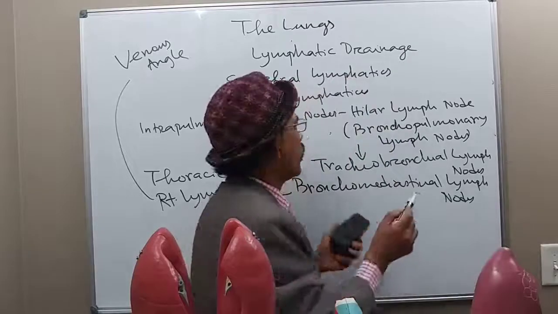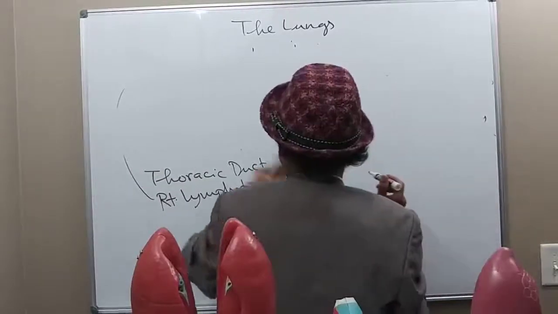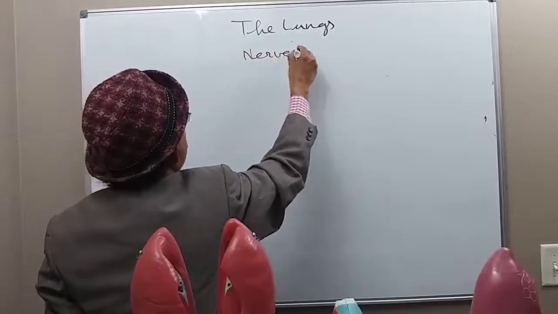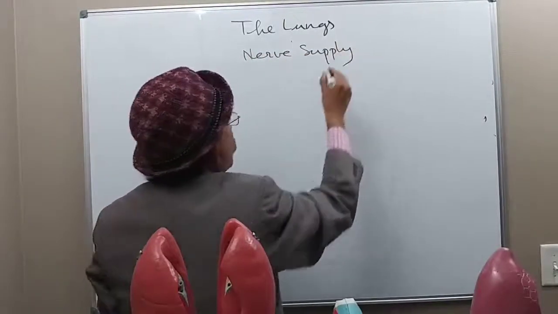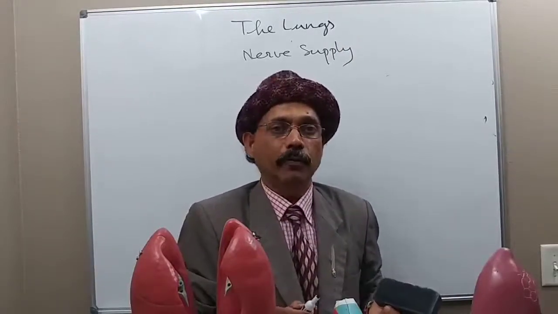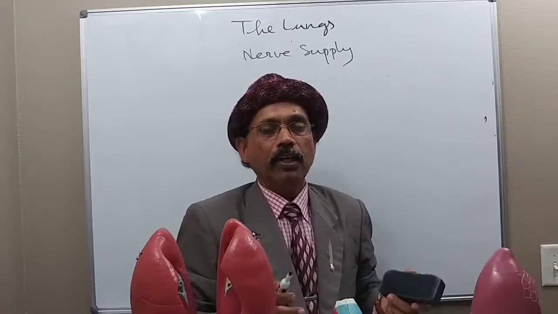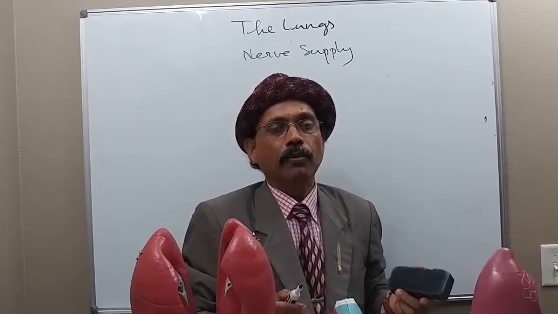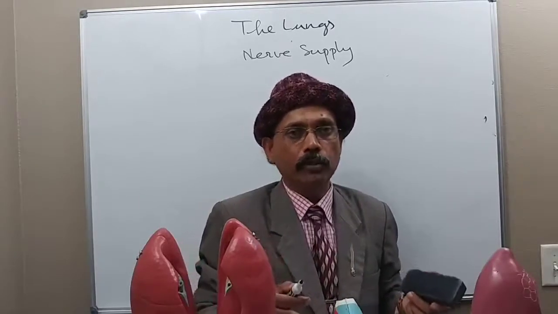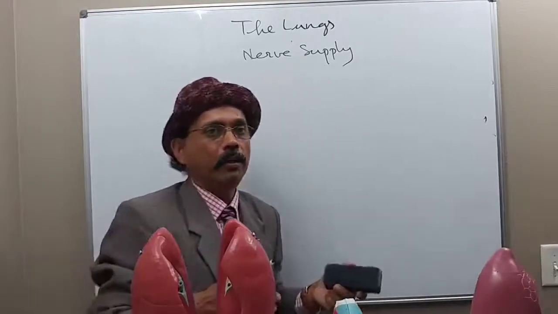Now we'll go to the nerve supply of the lung. The lungs are internal organs, so they should be innervated by the autonomic nervous system, sympathetic and parasympathetic. These are carried out by the pulmonary plexus, contributed by the sympathetic nerve and parasympathetic nerve, that enter through the root, through the hilum of the lung, following the bronchi.